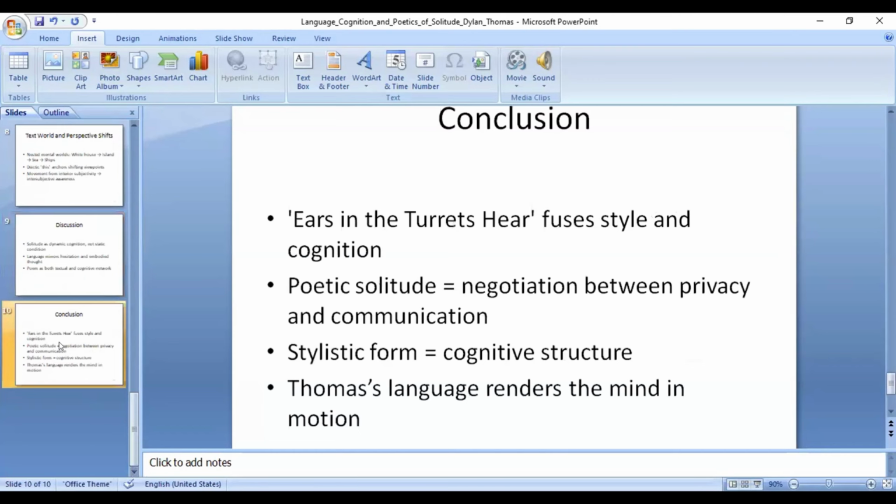Ultimately, Ears in the Turrets Here embodies the paradox of artistic life itself, the need for privacy as the precondition of creation, and the equally compelling need for communication as the validation of art. Thomas transforms this existential tension into verbal architecture, a music of mind that enacts the perpetual motion between isolation and expression, silence and speech, thought and language.